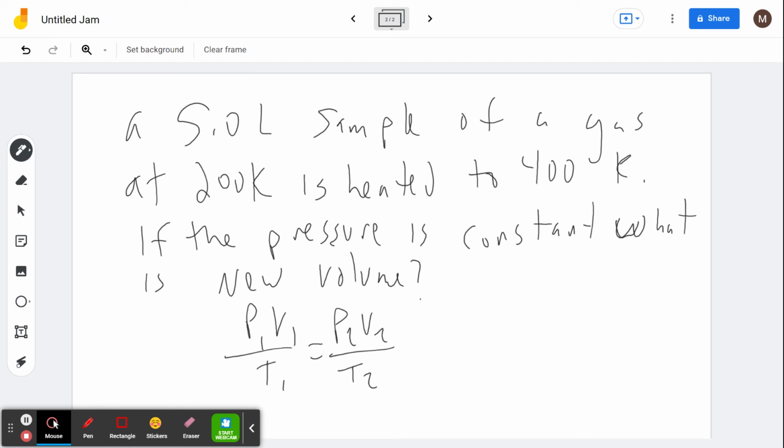Pressure is constant, so we can just ignore that variable. For volume, it doesn't matter the unit now, so that's 5 liters over the original temperature, which is 200, equals x, the new volume, over the new temperature, which is 400. Then we solve that for x by cross multiplying. So x equals 10 liters.